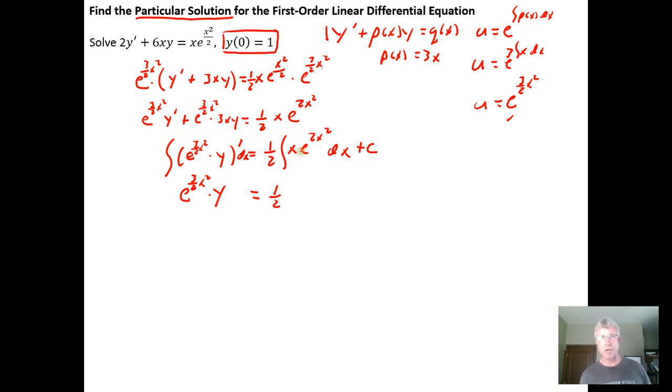So this is going to be a chain rule problem. The derivative of 2x squared is about what I have out here. It just differs by a constant.